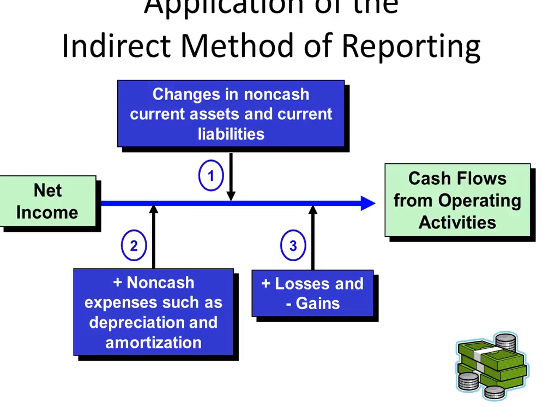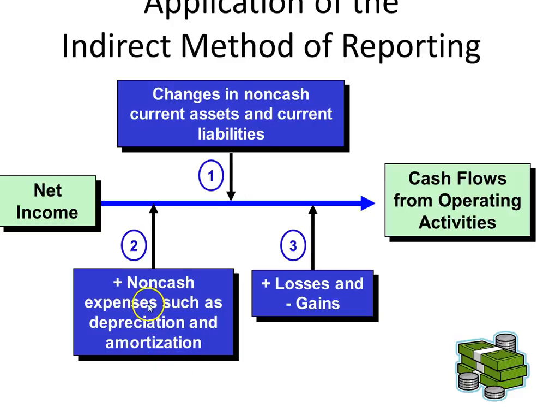An example of the indirect method. Again, you're starting from the income statement, not the balance sheet on the indirect. So you start with net income, and then you look at changes in the non-cash current assets and current liabilities. Was there changes in your accounts receivable or accounts payable? Was there changes in your inventory? And then you adjust accordingly.